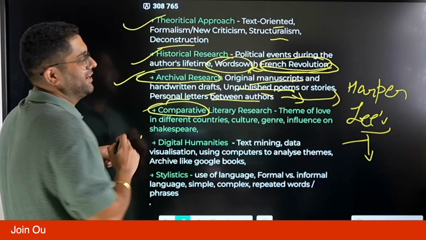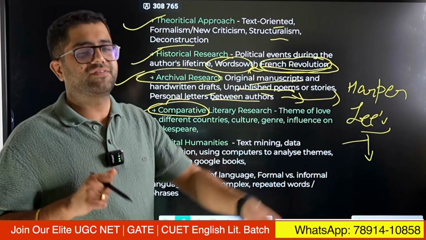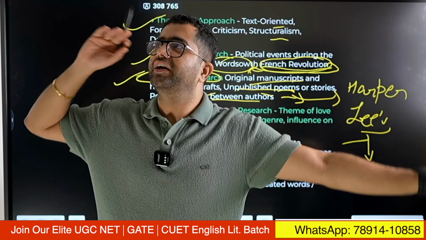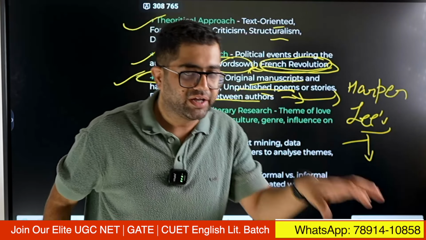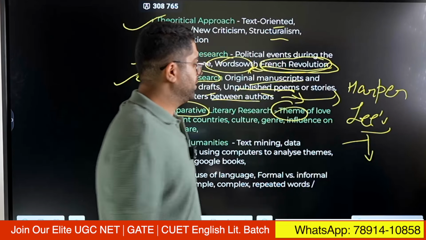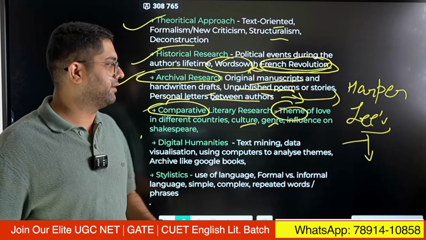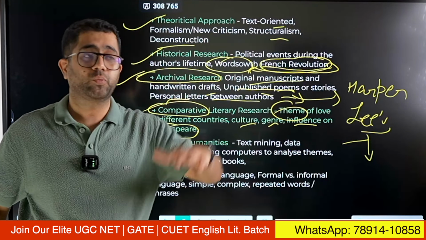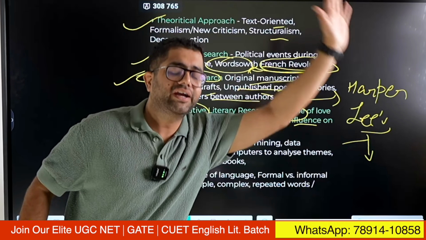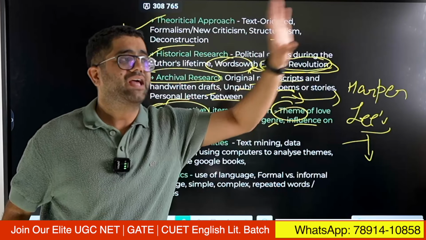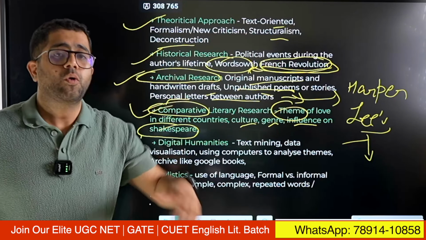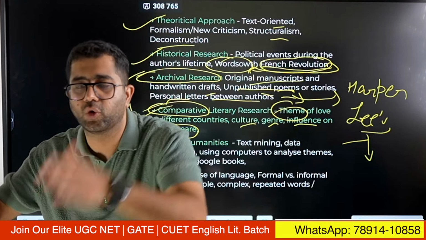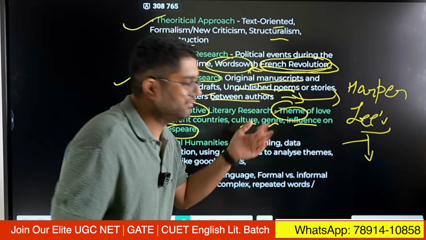Alright, so let's come on to comparative literary research. Comparison: how the theme of love has been treated in France, in England, in India, how the genres are treated, how the cultures are treated in different countries, what are the influences on Shakespeare. That also comes under comparative literature. We see that the University Wits had a great influence on William Shakespeare. So when you study the influence on Shakespeare by writers from the University Wits, that comes under comparative literary research.